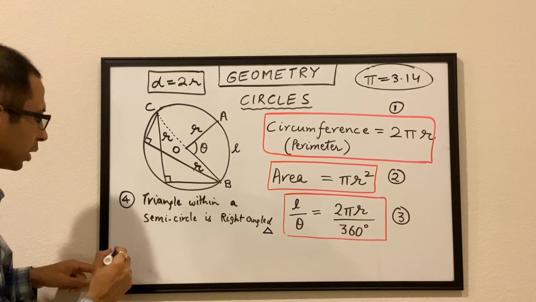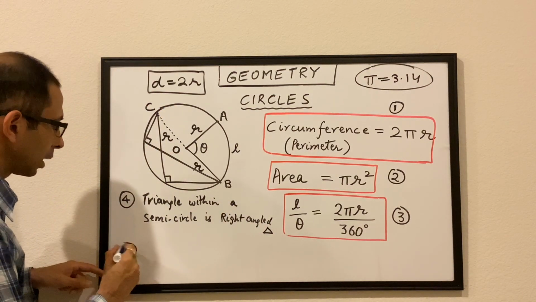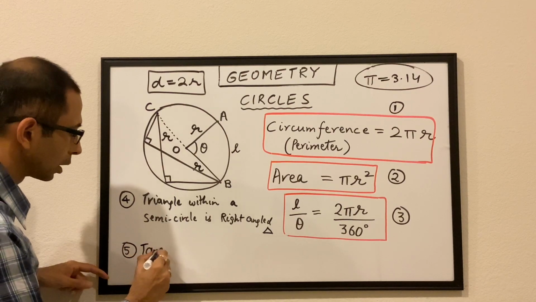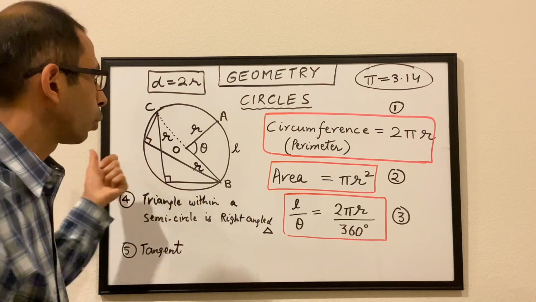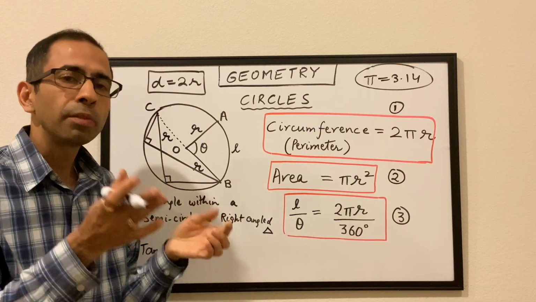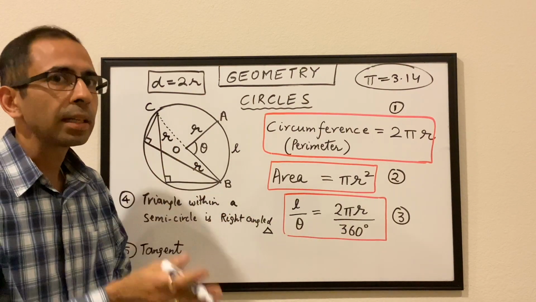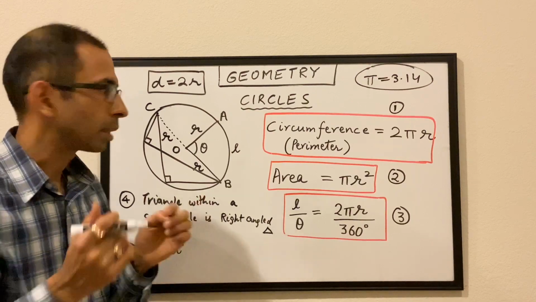The only other thing which I want to quickly talk about is the tangent. Okay, what is a tangent? A tangent is a line segment which is drawn from any point outside the circle and which touches the circle exactly at one point, right? That is called a tangent.